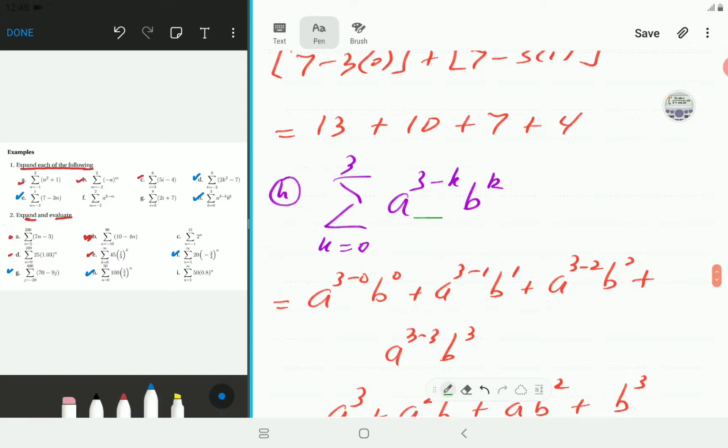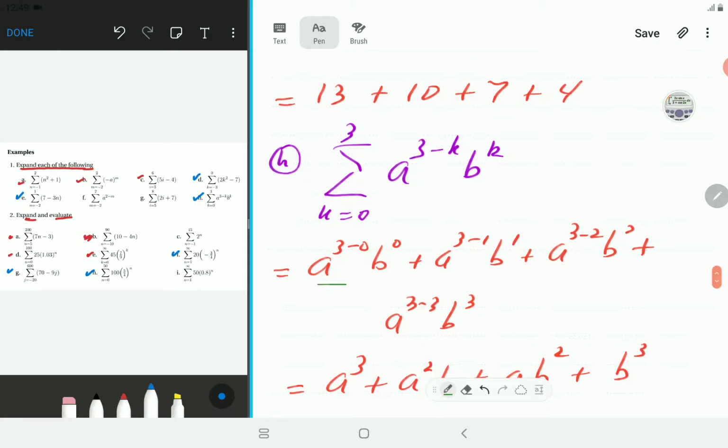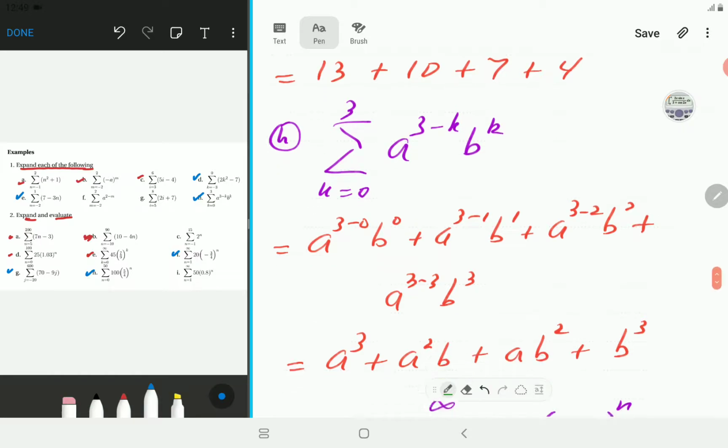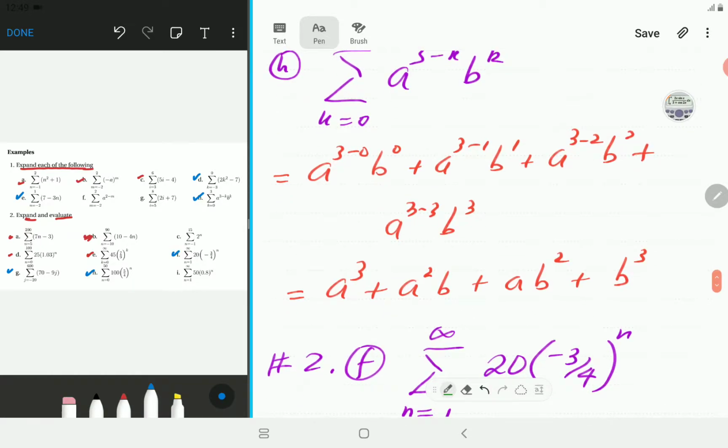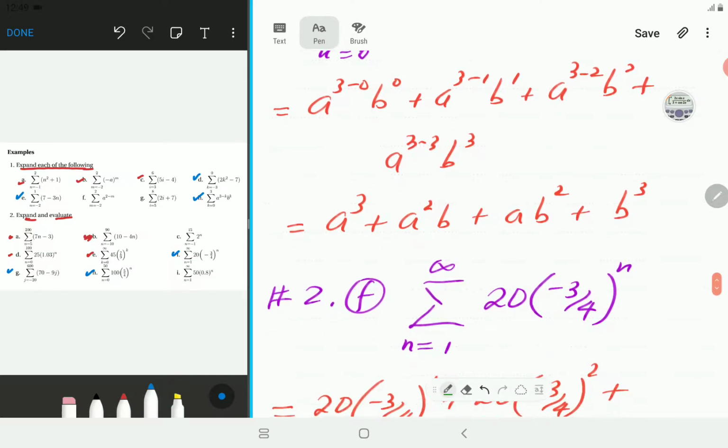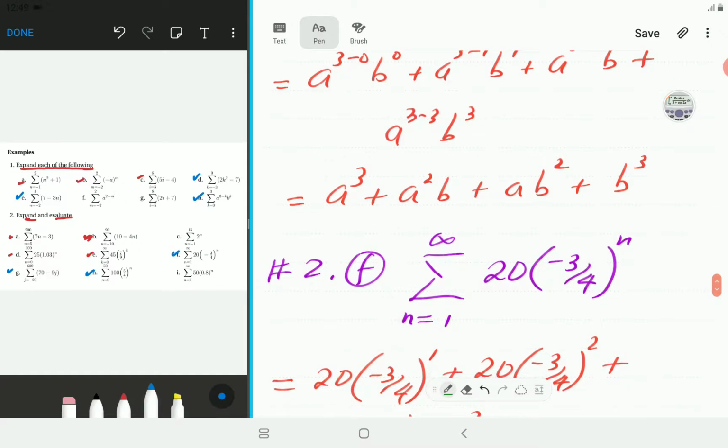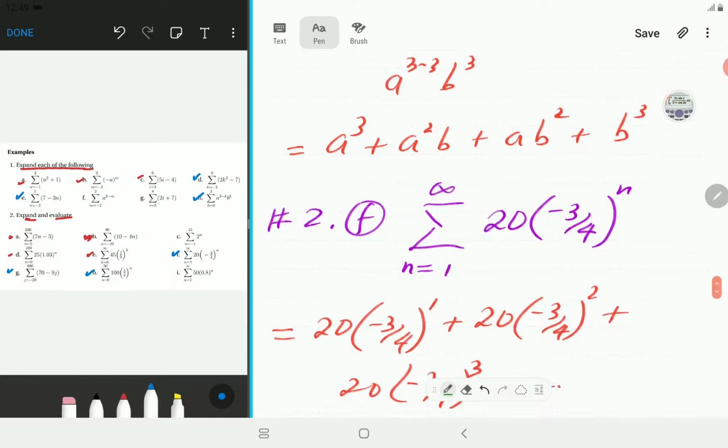This time the expression is a to the power 3 minus k, b to the power k. K is running from 0 to 3. So if you plug in k is 0, that's the term. K is 1, k is 2, k is 3. Then we simplify the powers, and these are the terms. You can see that these look a bit like the binomial expansion terms, where in all the terms the powers add up to 3.